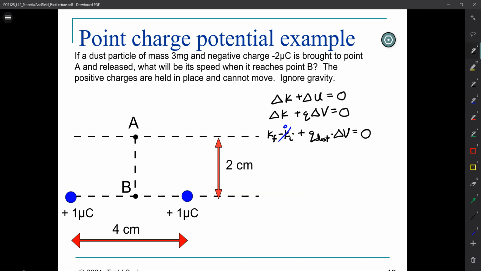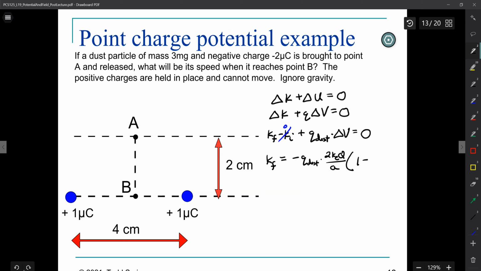I've got K final is equal to minus the charge of the dust times delta V, which I'm going to substitute the formula from the previous slide, which was 2 KEQ divided by A, 1 minus 1 over root 2. So this was from the previous slide. I'm trying to find the speed. What will be its speed? So I got to use 1/2 mvf squared is equal to that whole thing on the right side.